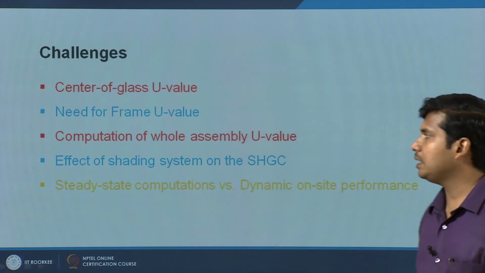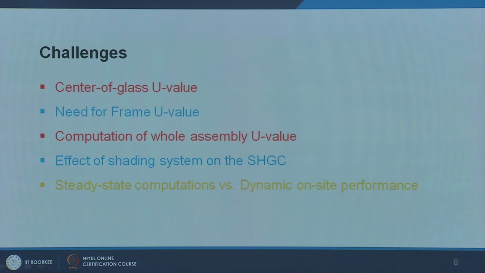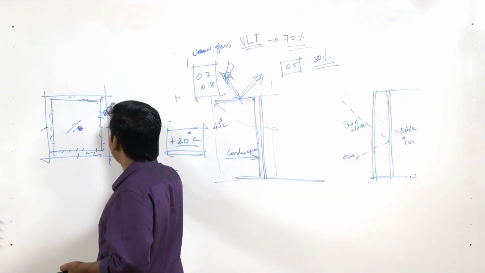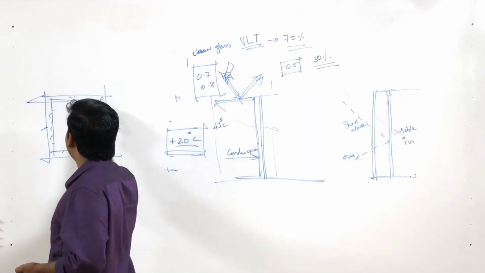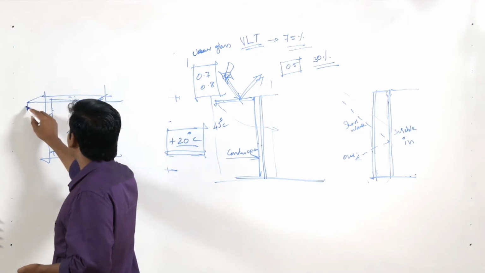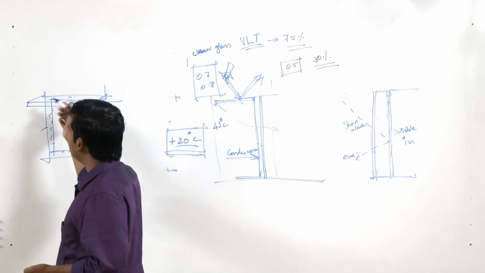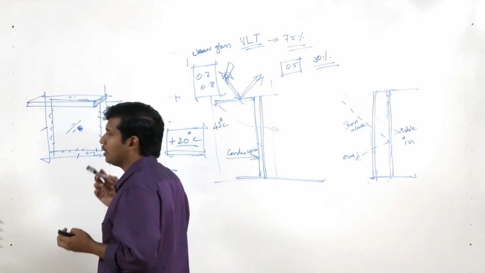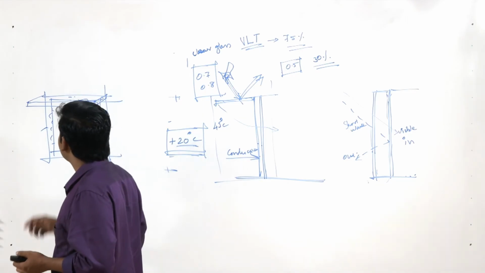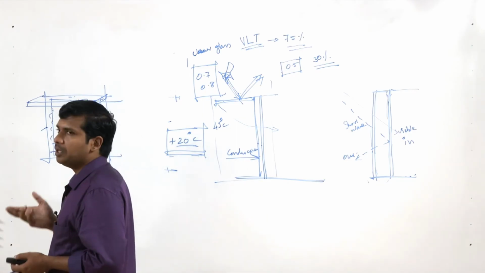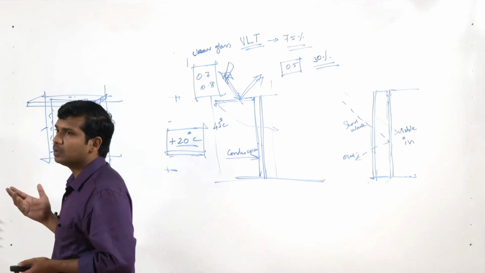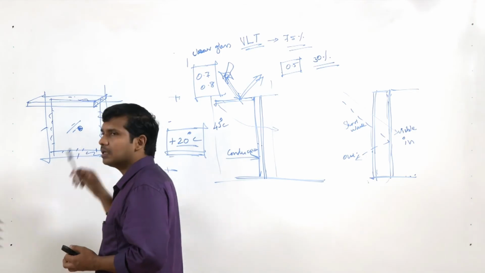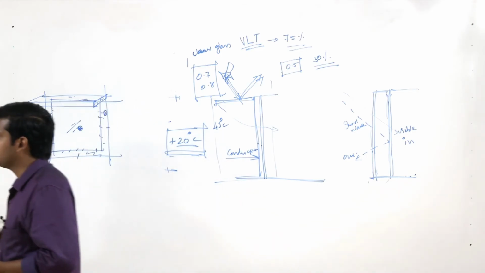The next important thing is the effect of shading system on SHGC. Naturally, you buy this from a separate company. When you have a shading system, it is sold by a separate company. It is either a cast in situ shading device, concrete or masonry, or it may be an aluminum or steel section which is available, like louvers or blinds that you are going to install. So the effect of this particular shading system on the glass is another crucial thing which needs to be accounted.